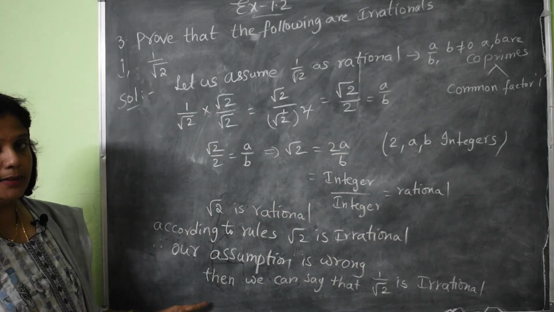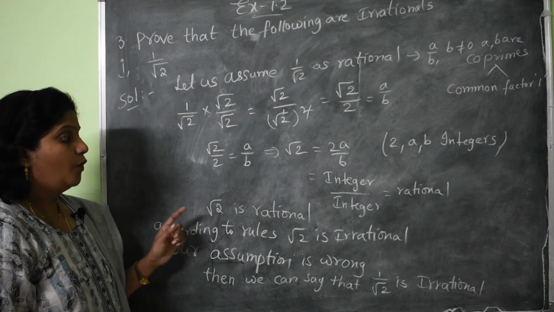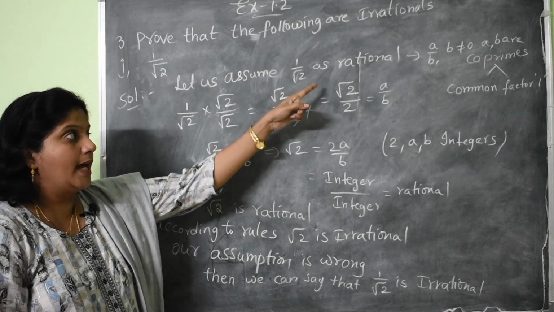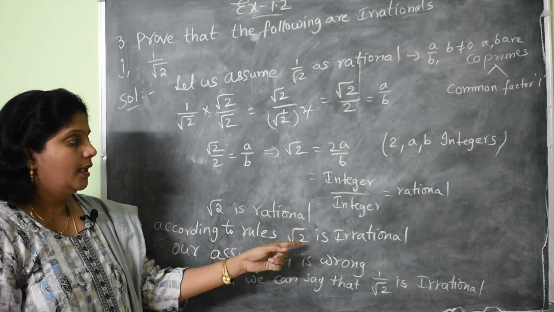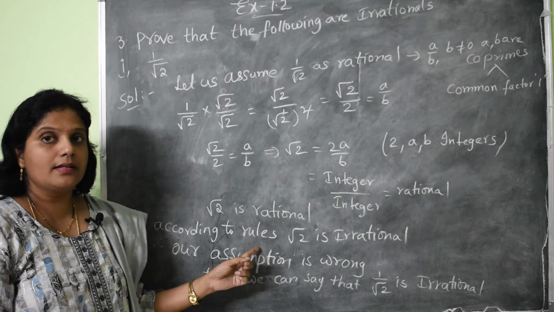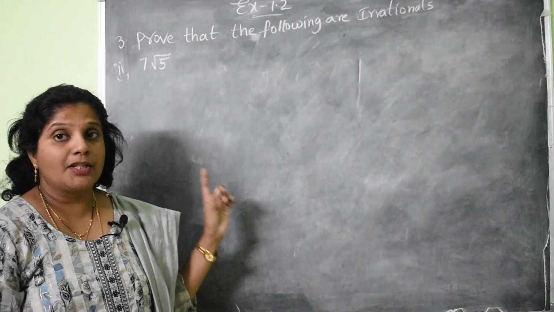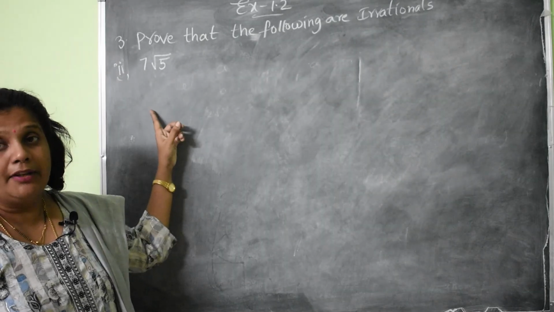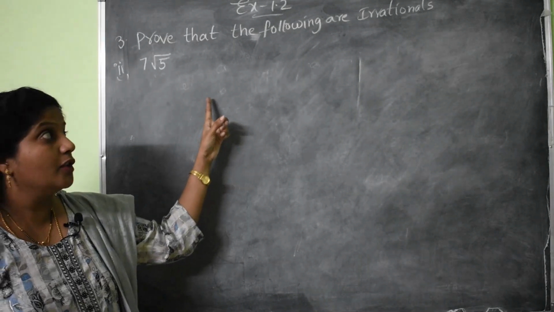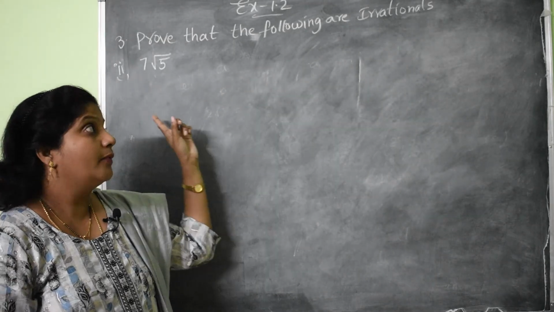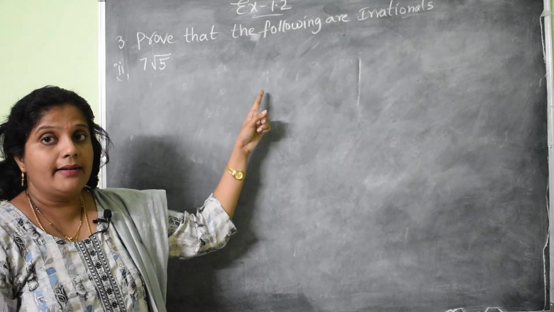We have proved that 1 by root 2 is irrational. What we have assumed, that 1 by root 2 is rational, is wrong. Clearly we have got that our assumption is wrong. Understood? Okay, next problem. What is the next problem? We need to prove that 7 root 5 is also irrational. So we need to prove here 7 root 5 as irrational.